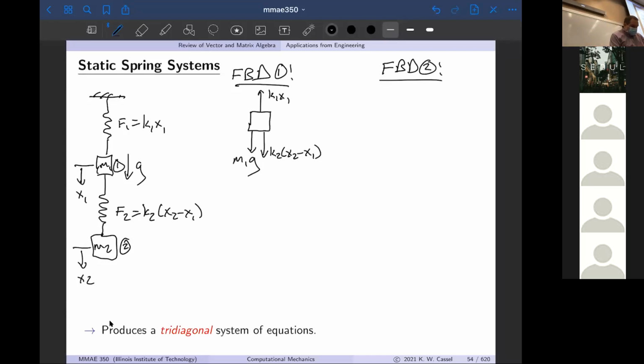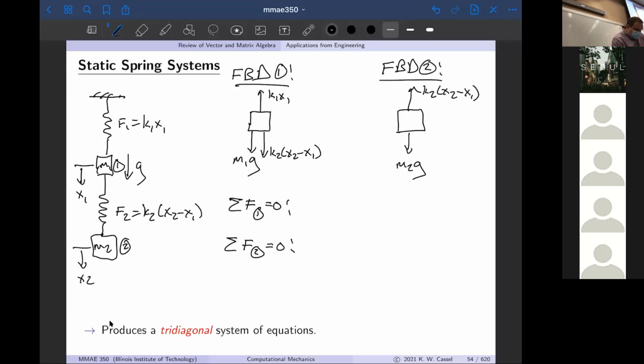Okay, and then we'll sum the forces. Let's do free body diagram 2. So free body diagram 2 just has two forces. Up, we have K2 times X2 minus X1, the force in the lower spring, and then also M2G, the weight of the mass 2. And then we sum the forces. So the sum of the forces for 1, sum those to 0, and then we'll sum the forces for free body diagram 2, sum those to 0, and you'll see what we get.